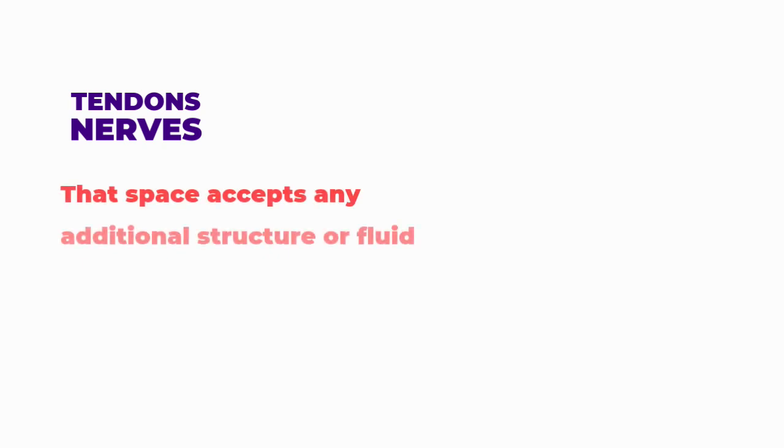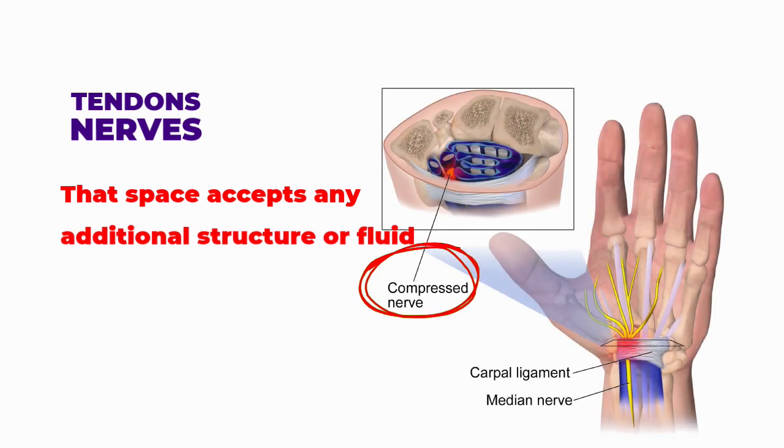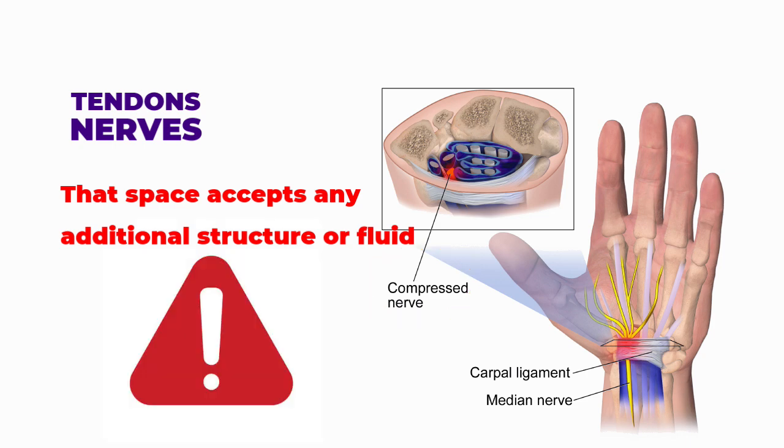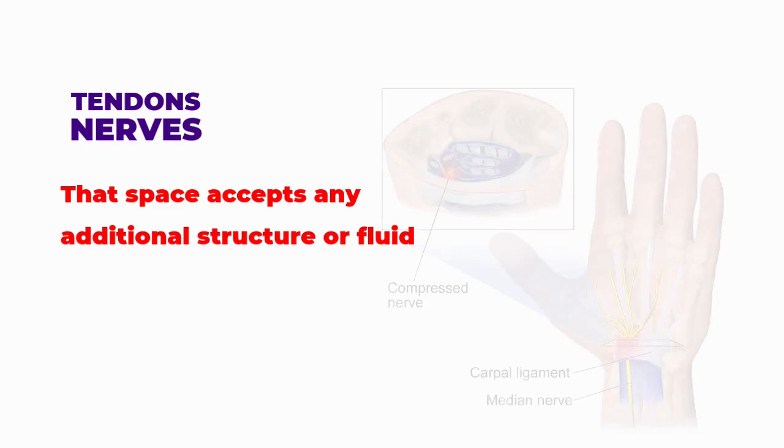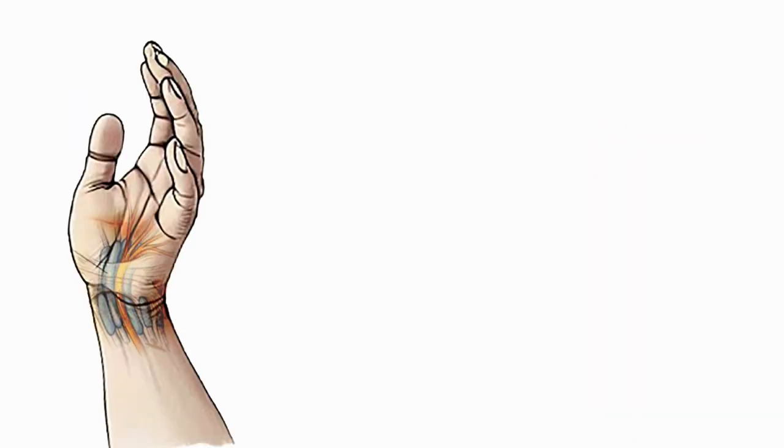Now, with a tunnel, it means there's a limited amount of space, and so structures go through that tunnel in the body. You have tendons, you have a nerve, and if for any reason that space accepts any additional structure or fluid, it therefore means that some of the structures will become compressed. And whenever a nerve becomes compressed, there will be problems. So picture in your mind that wrist where there is a tunnel and then you have tendons.